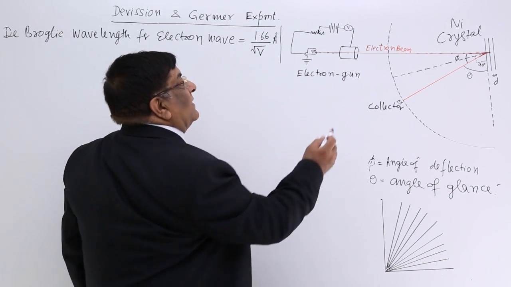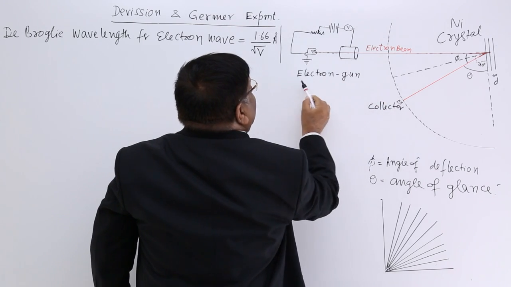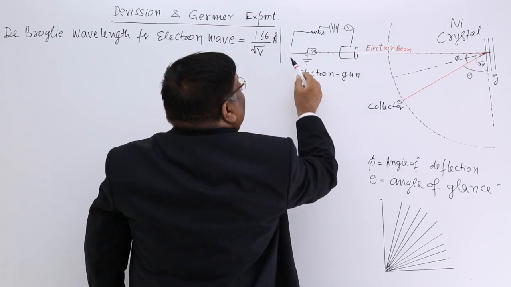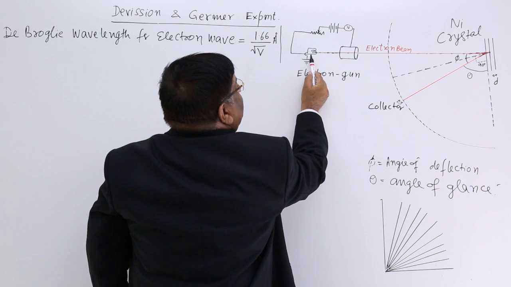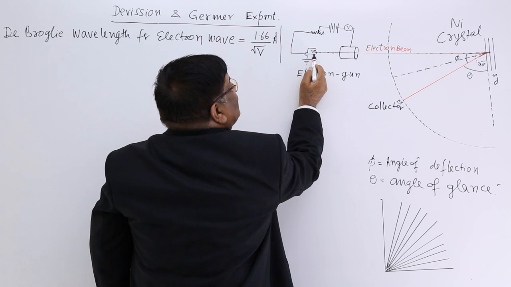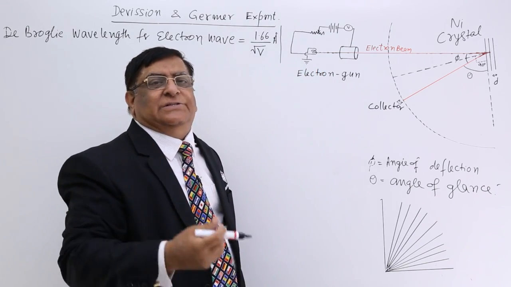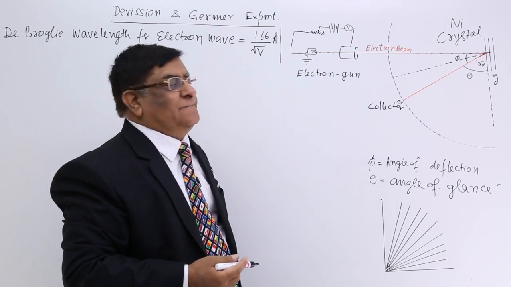In this experiment, an electron beam is created. For this, we use an electron gun. The electron gun has two electrodes. This electrode is a heater. When it is heated, it emits electrons. We know these are thermoelectrons.